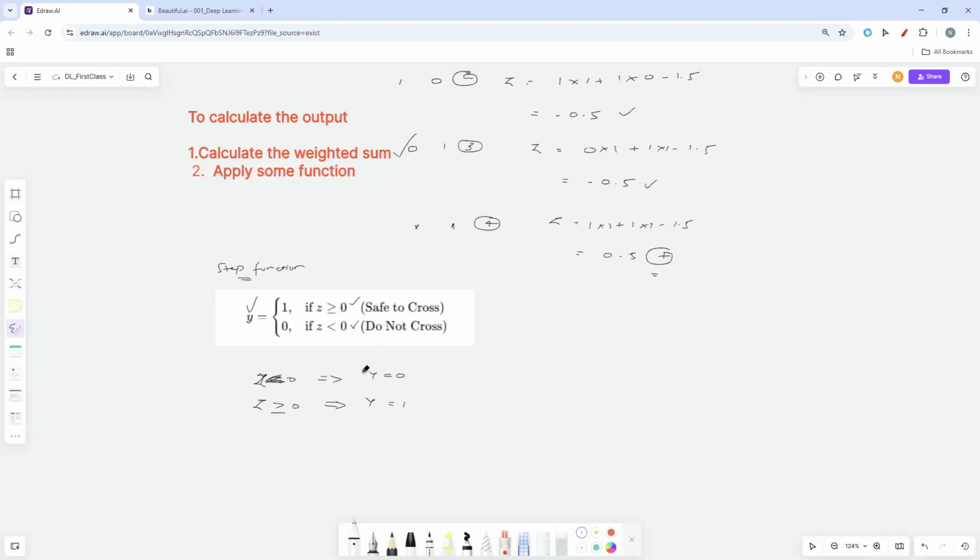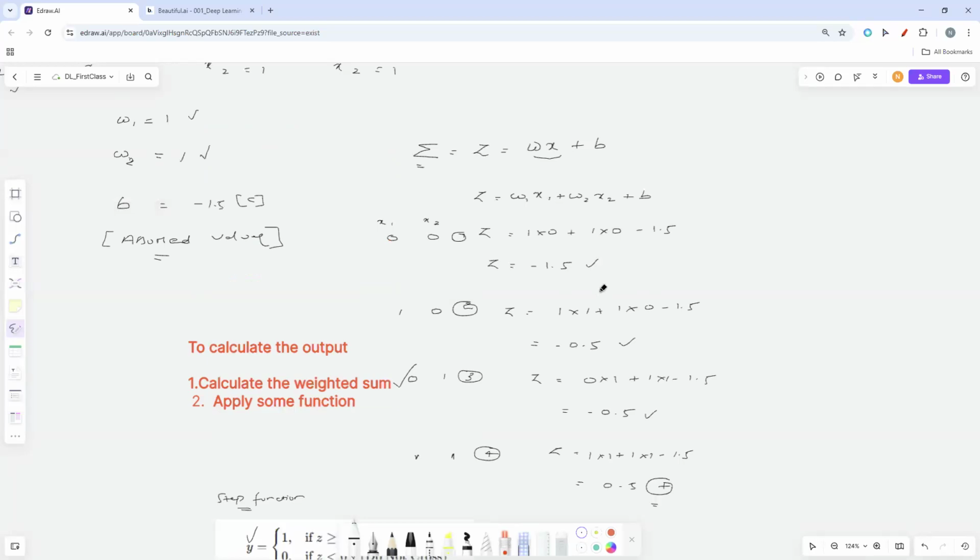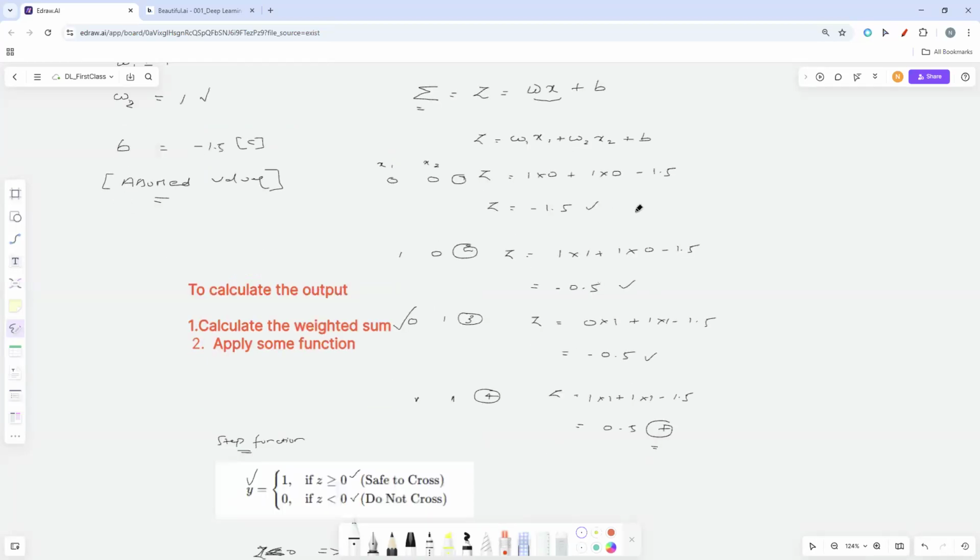All right, so in this scenario, minus 1.5, if you apply that step function, what is the value you'll be getting? For z less than 0, this is minus 1.5, right? So it is less than 0, so your output y equals 0. Am I right? And here also z equals minus 0.5. So z is less than 0, so your output is again 0.